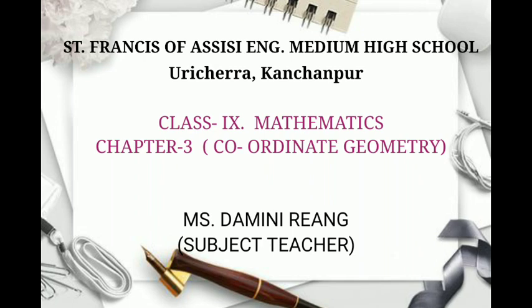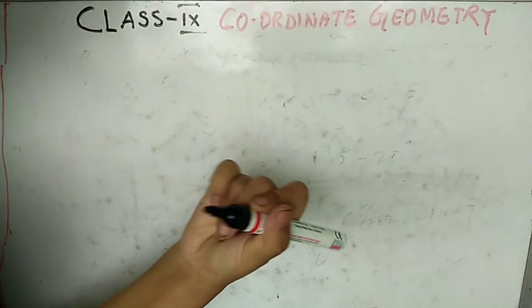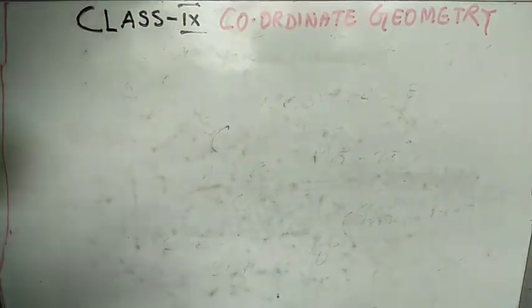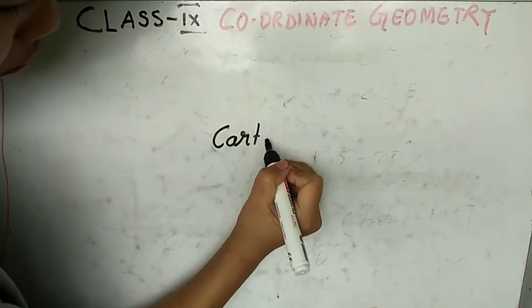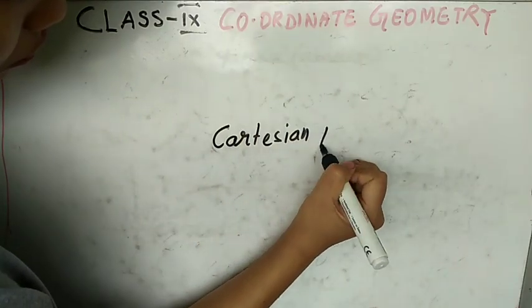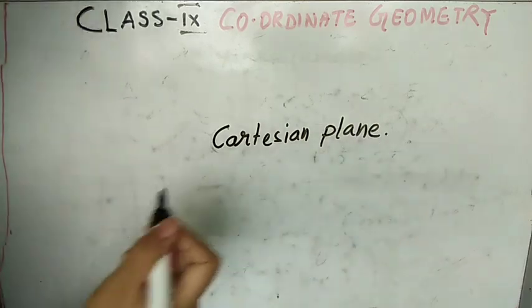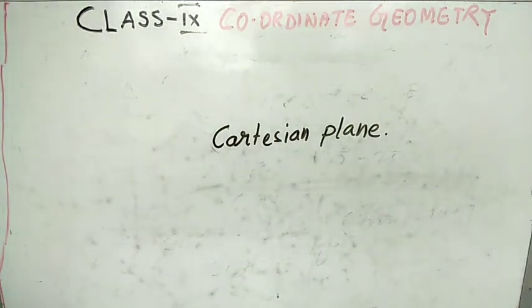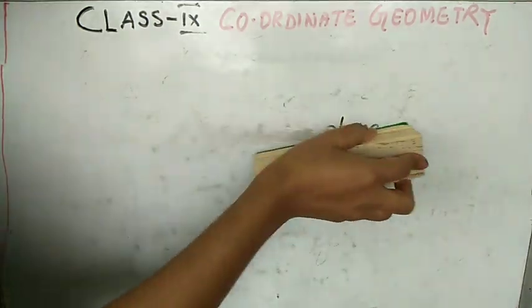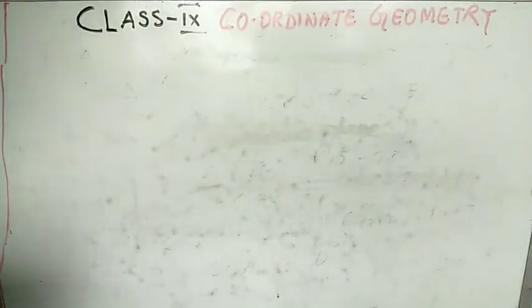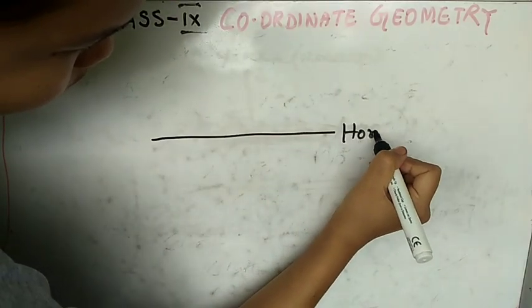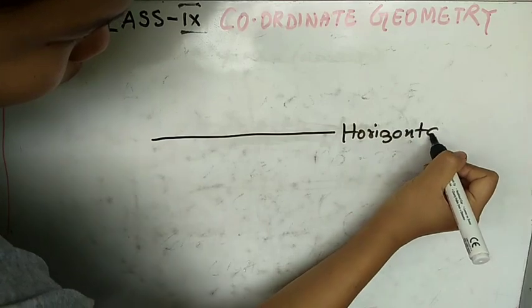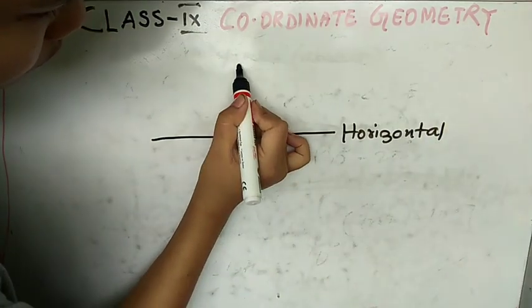That is coordinate geometry. So in this chapter, this area where we will be drawing some lines and representing some numbers is known as the Cartesian plane. Now, since the name of our chapter is coordinate geometry, we will be dealing with two major lines. That is the horizontal line and the vertical line.